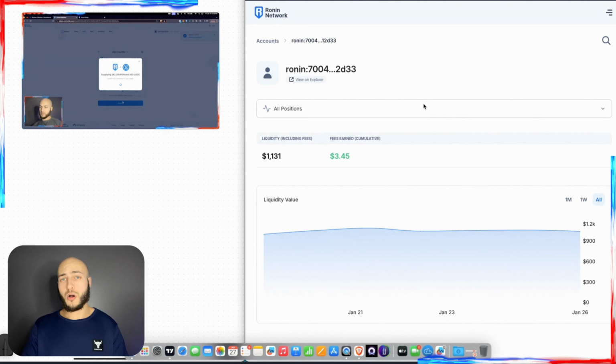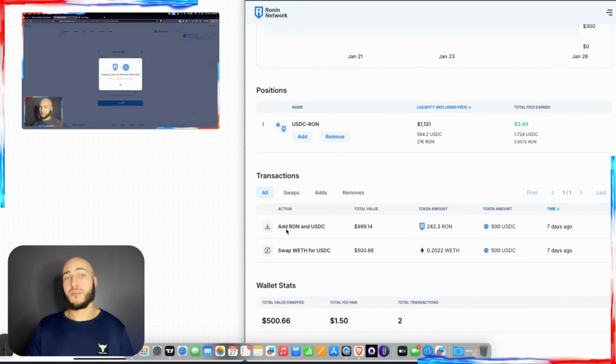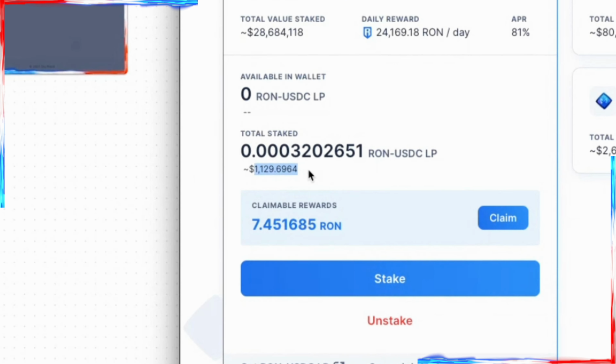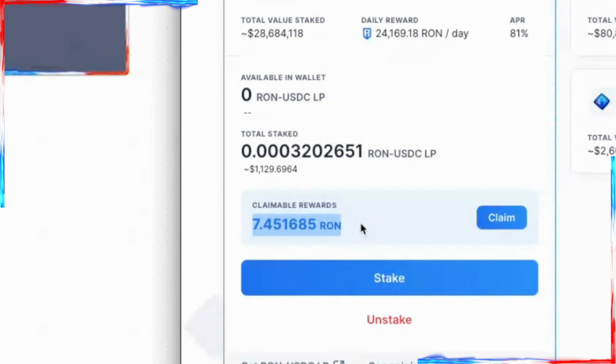So 1 week ago, almost exactly to the hour, 7 days ago, you can see right here, I added $500 worth of RON and $500 worth of USDC into the liquidity pool. And as you can see right now, that $1,000 has now turned into 1,129. And at the same time, it has farmed 7.4 RON.